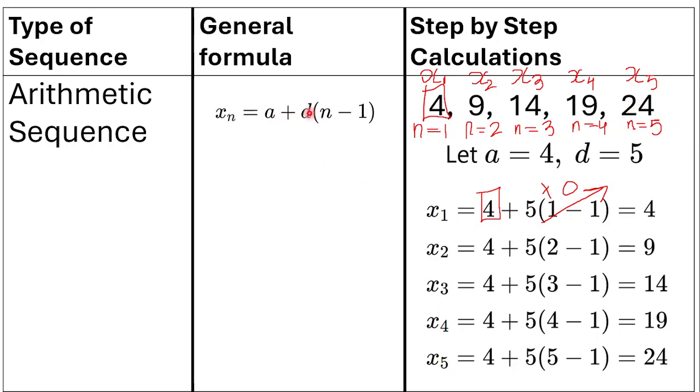And so we could definitely use this general formula for our arithmetic sequence. So an arithmetic sequence is going to be a sequence where we have a common difference D. And we could find that common difference D by simply subtracting the first term from the second term, the second from the third term, and so on.